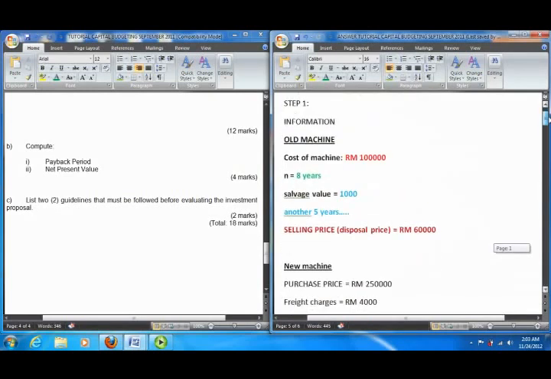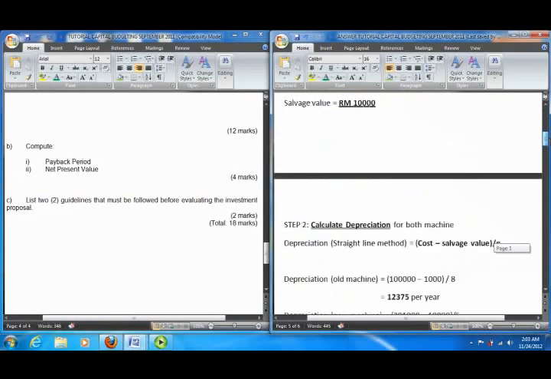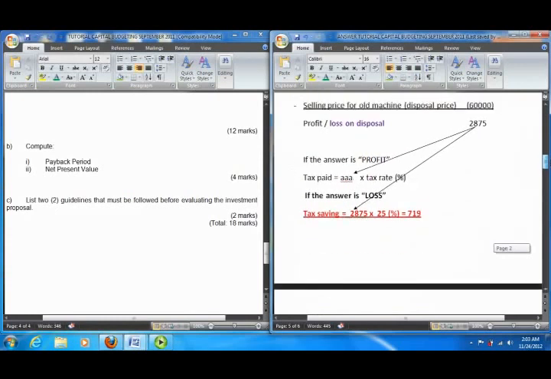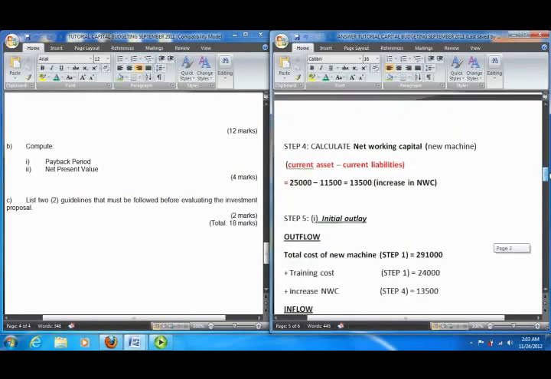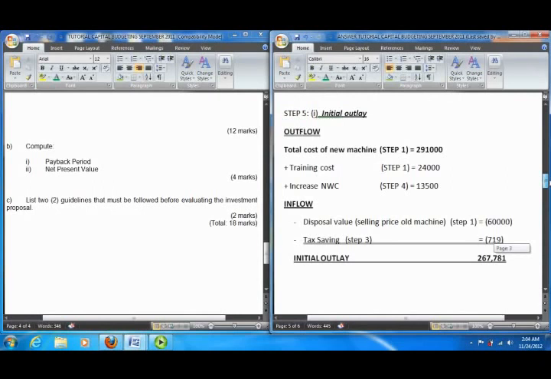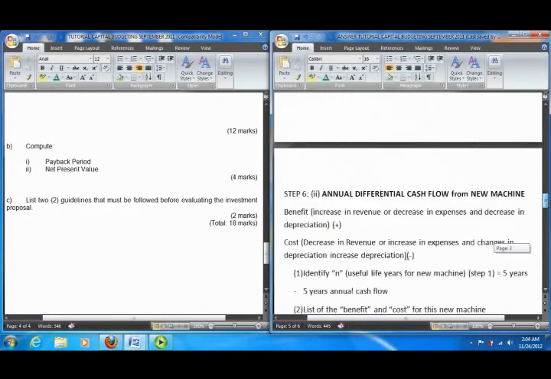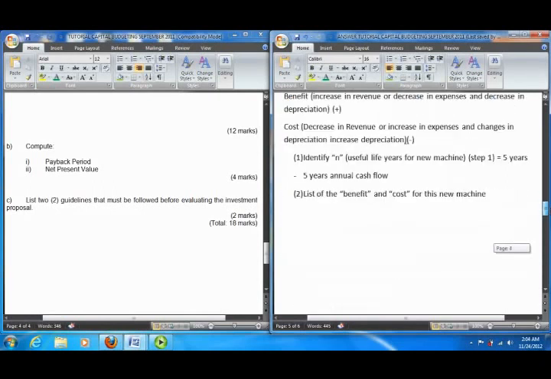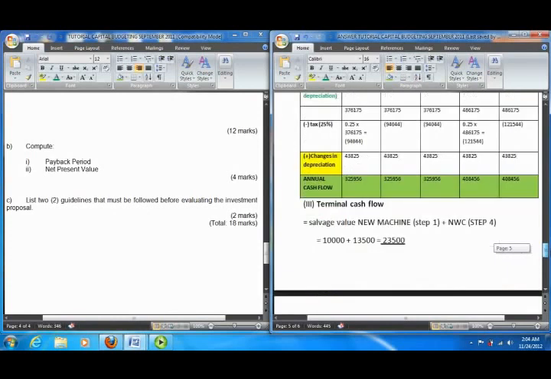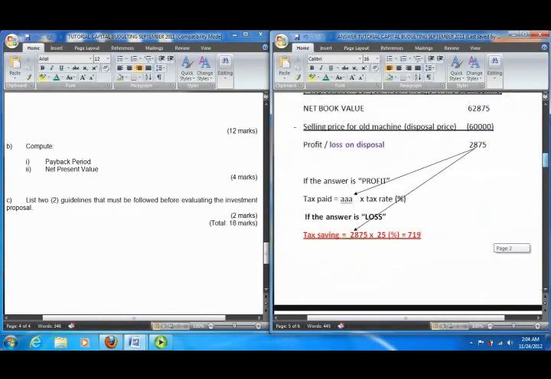So I will go through it one last time before we end. Step 1, extract information. Step 2, calculate your depreciation. Step 3, calculate tax for your old machine to identify your tax saving. Step 4, calculate your net working capital, increase or decrease. Initial outlay, the question asks you to calculate initial outlay, step 5. Step 6, you calculate your annual differential cash flow. You need to know what is benefit and what is cost. And lastly, construct the table and you can calculate your terminal cash flow.